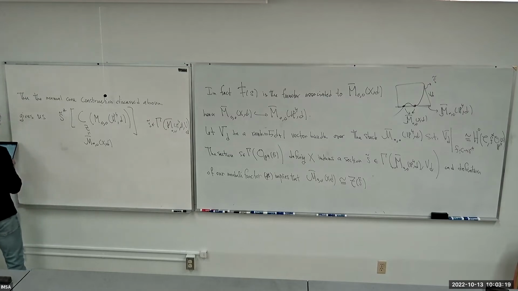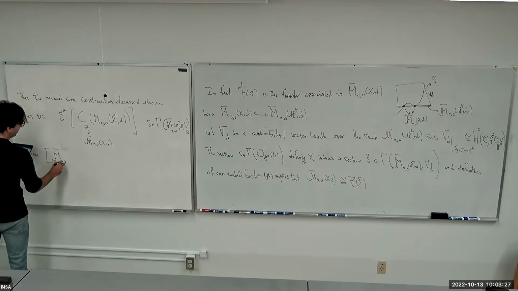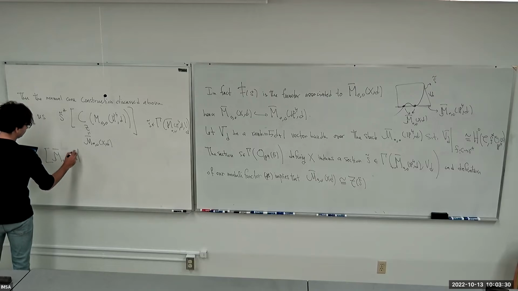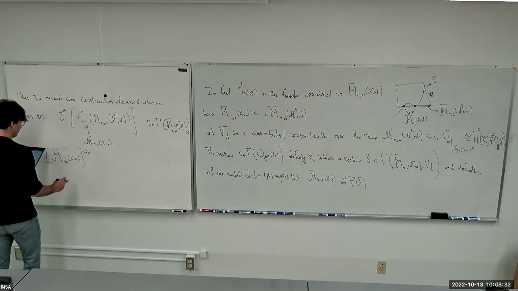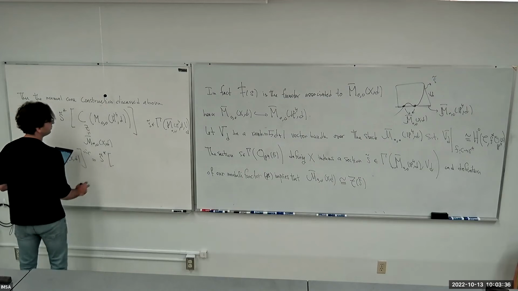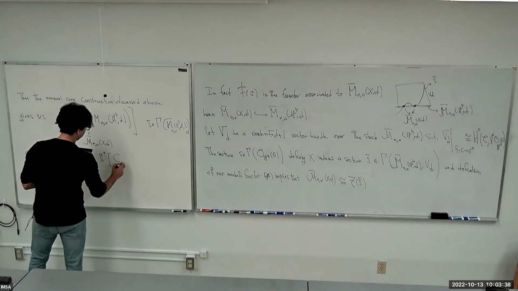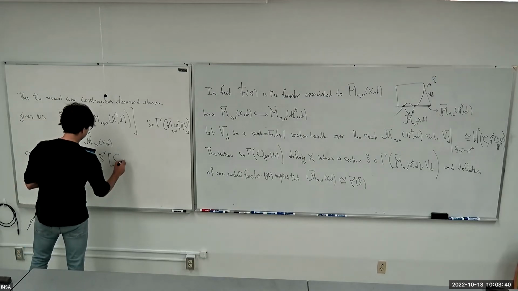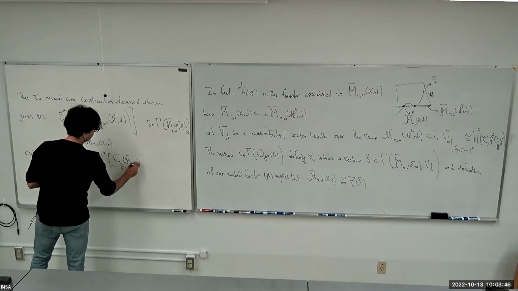Okay. The claim is that the virtual cycle of M bar 0, 0, X_D is going to be exactly equal to S tilde pullback of this normal cone of Z, C of M bar 0, 0, P4, D.